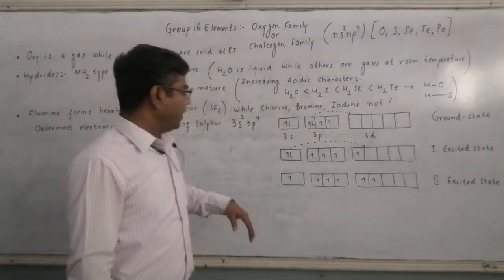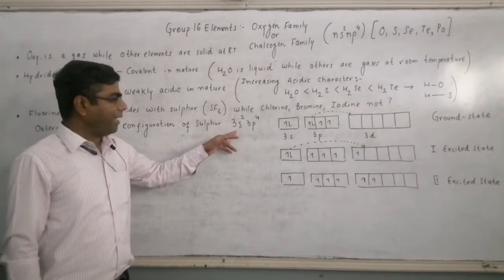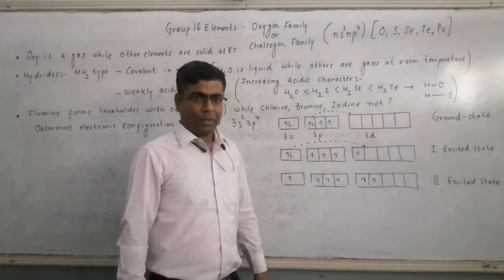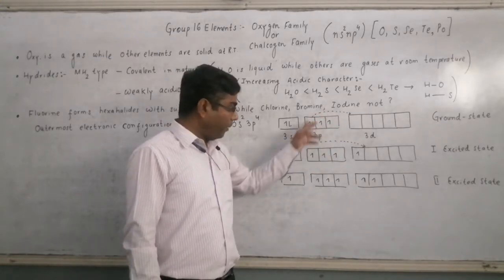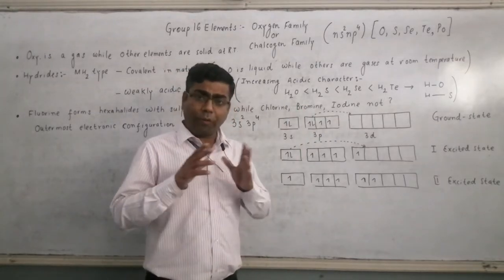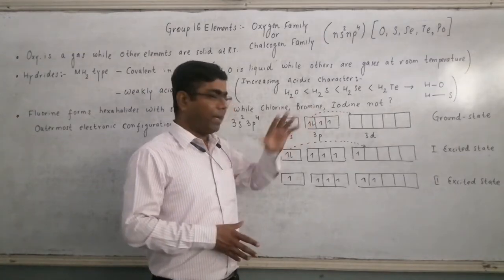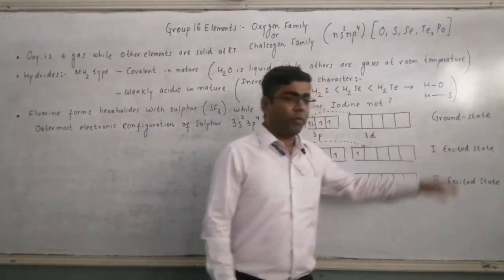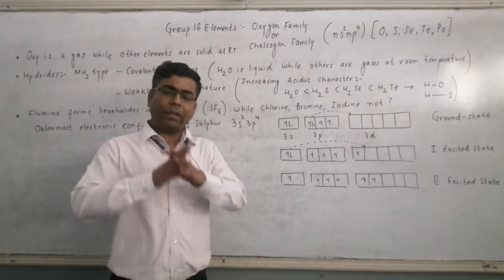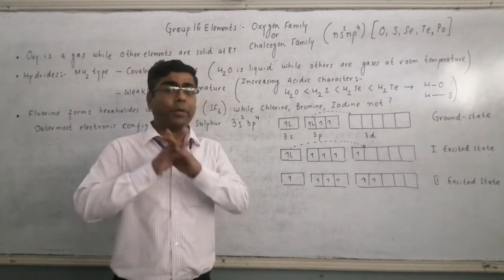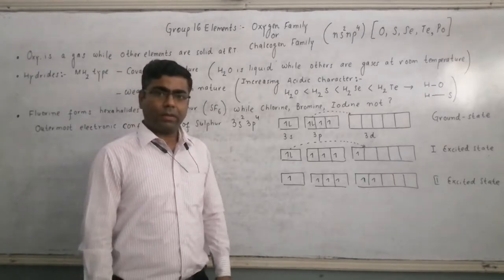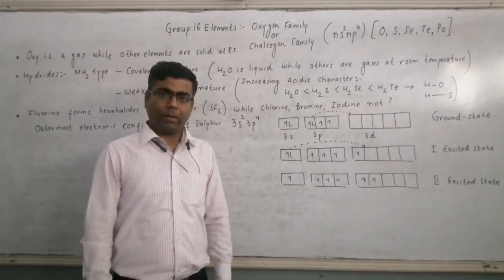So here is the ground state for sulfur. 3s2 3p4. 2 electrons in 3s and 4 electrons in 3p. Sulfur has only 2 unpaired electrons. For the formation of hexafluoride, we need 6 unpaired electrons. This is the ground state electronic configuration for sulfur. Now fluorine, being the most electronegative element of the periodic table, can cause unpairing of electrons in sulfur.